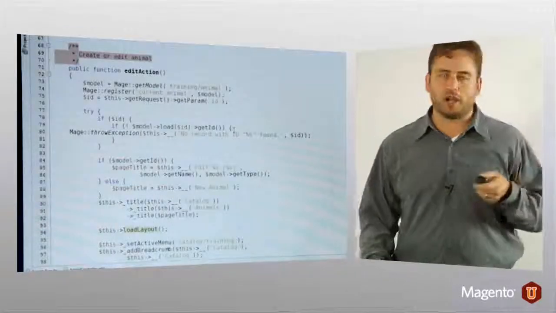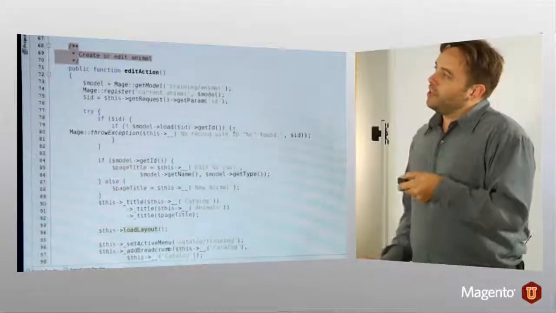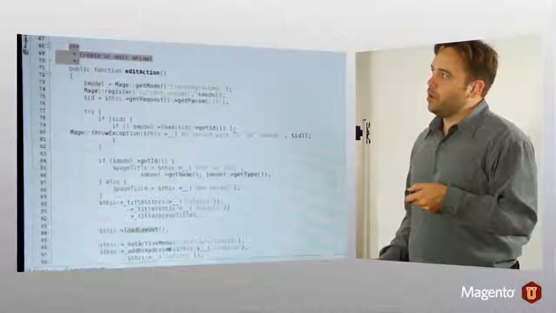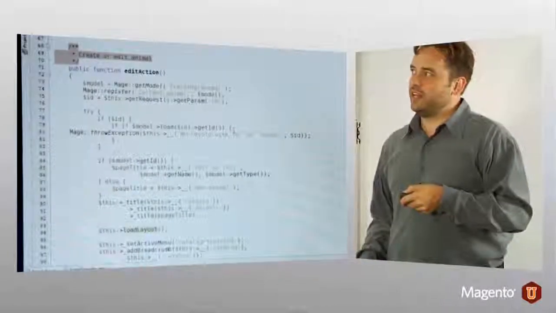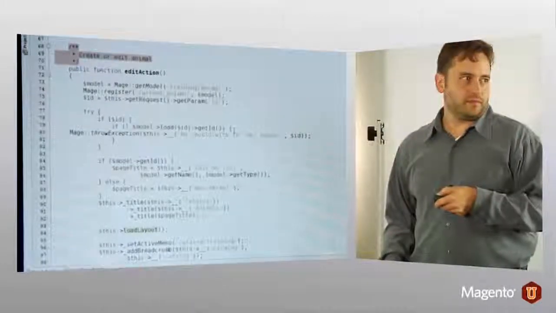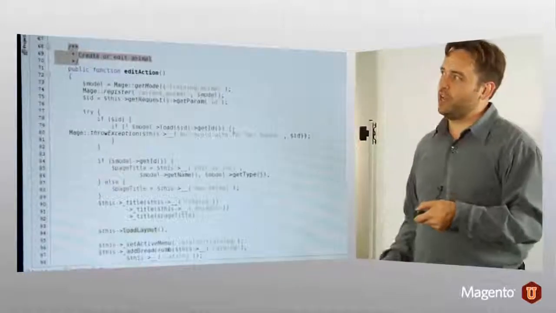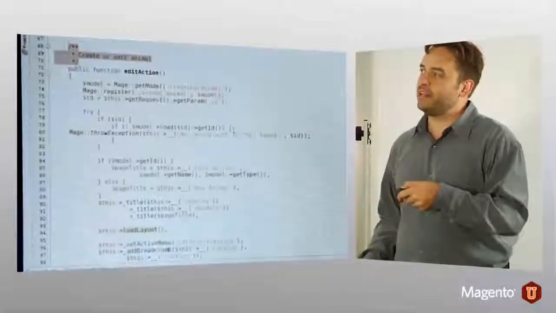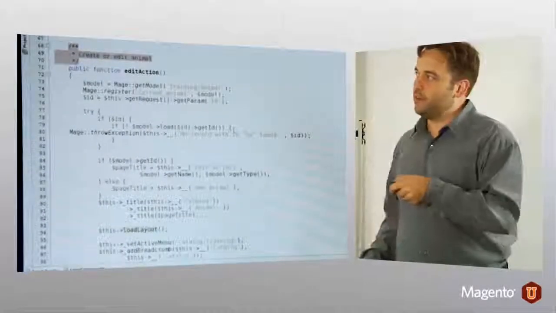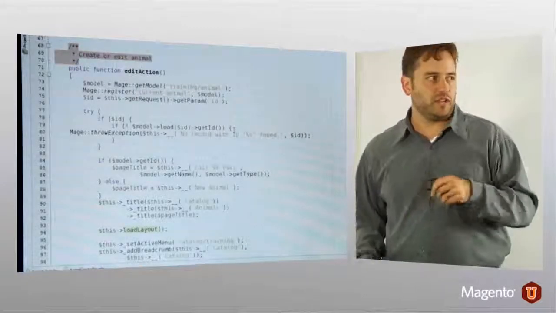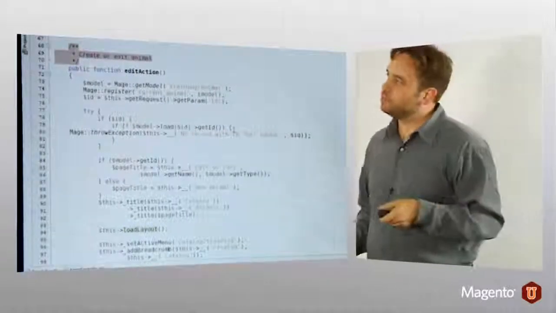This is obviously a little more complicated. We get an instance of our training animal model. We register this in the registry. So now we would be able to refer to current animal simply by calling Mage registry current animal, and that would get an instance of our object. And you can see here that we haven't loaded anything. We just have an empty instance of our model.